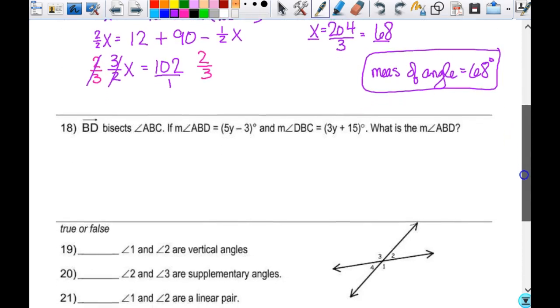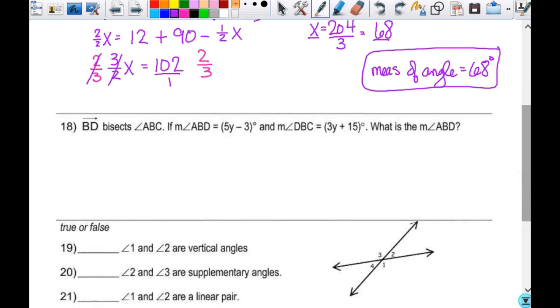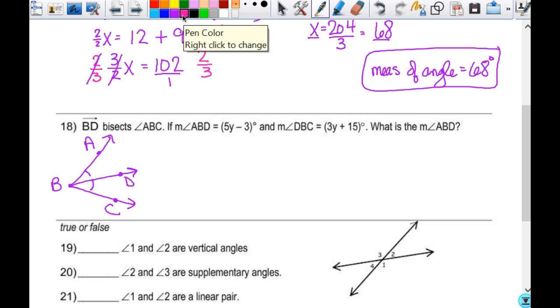Alright, next one. Ray BD bisects angle ABC. Alright, so here's my angle. I really have no idea what the actual measure is, but it looks like this, ABC. Here is ray BD, and it bisects it, which means these are congruent. So then if the measure of angle ABD is 5y minus 3, and the measure of angle DBC is 3y plus 15, then what's the measure of angle ABD? ABD, I'm looking for this one.